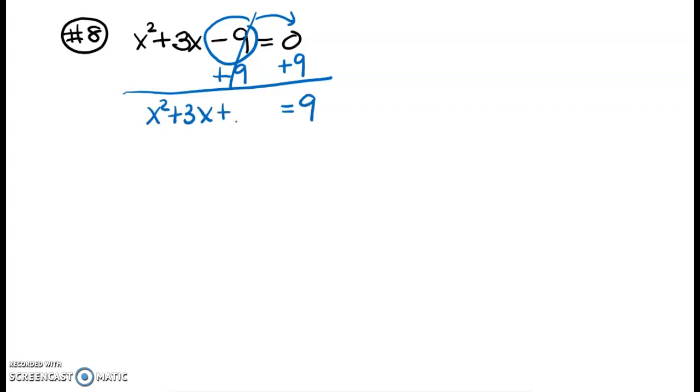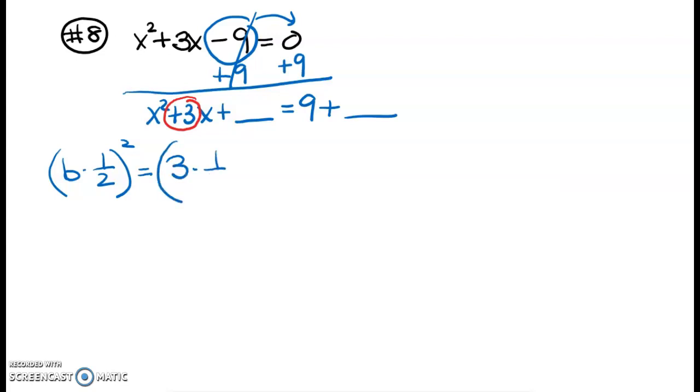And remember, we're going to find something to add to both sides to make it a perfect square. And how do we do that? We find our b value, we multiply it by 1/2, and then we square it. So what are we adding to this side? We're adding a nice positive 3x. So positive 3, the number in front of the x, is our b value.